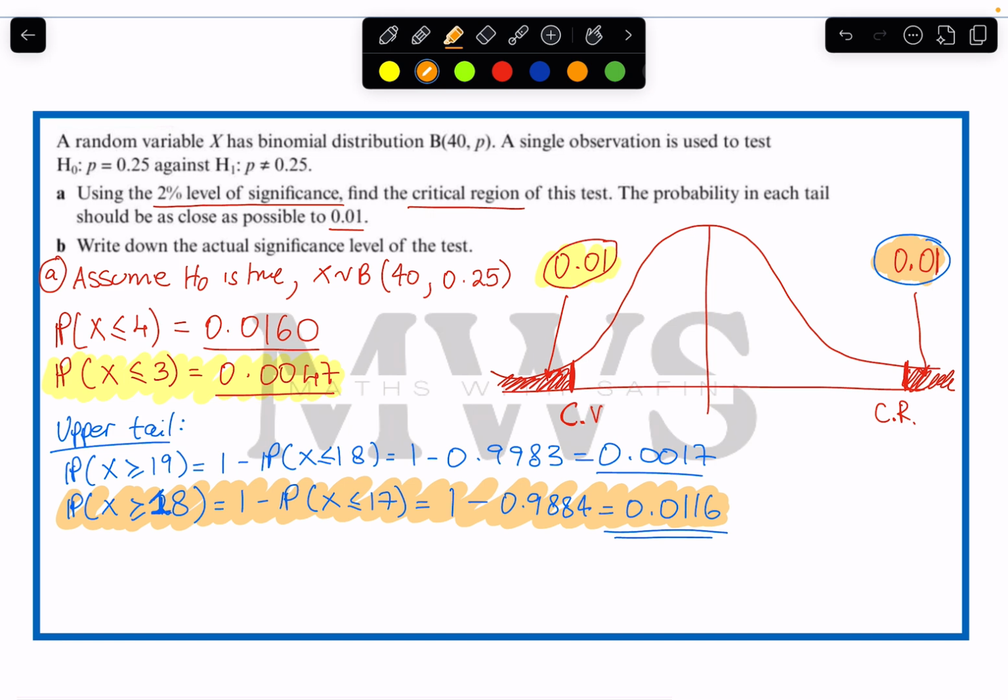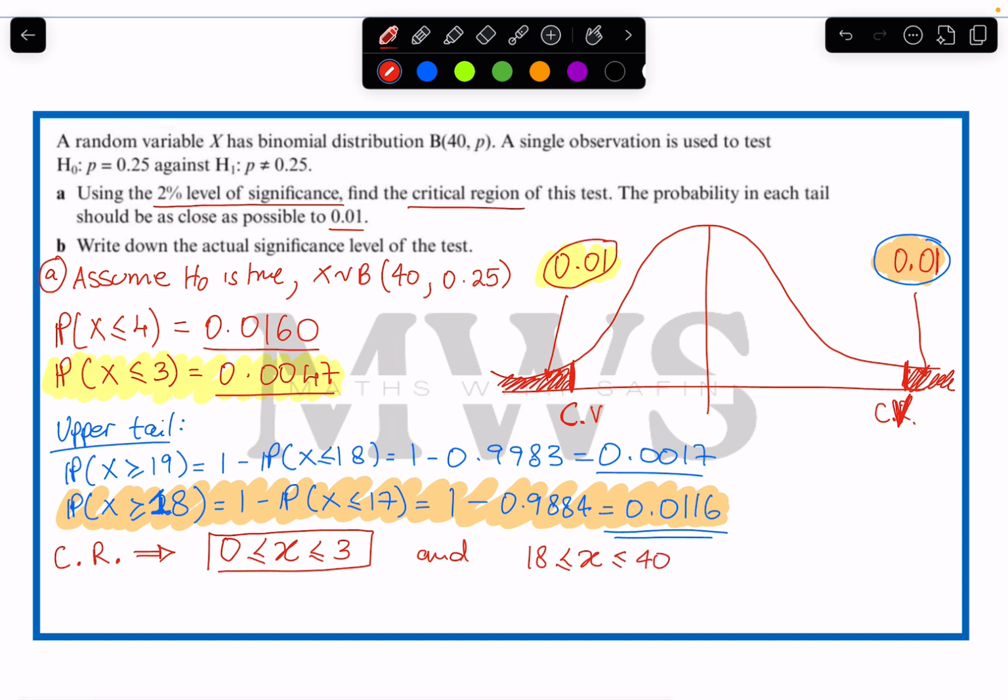Therefore, we find our critical values. Once we find our critical values, we need to specify our critical region. The critical region for the lower tail is x less than or equal to 3 and greater than or equal to the bottom number possible, which in this case is 0. So for the lower tail, this is our critical region. And for our upper tail, x has to be what? Greater than or equal to 18. But what is the maximum it can go up to? It can go all the way up to 40. And this is our critical region for the upper tail.